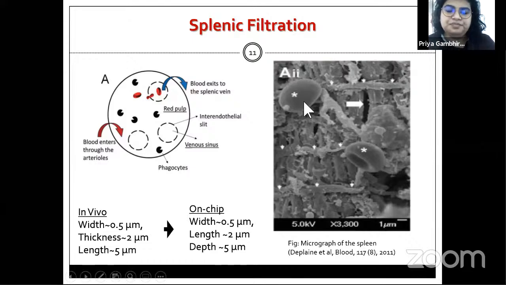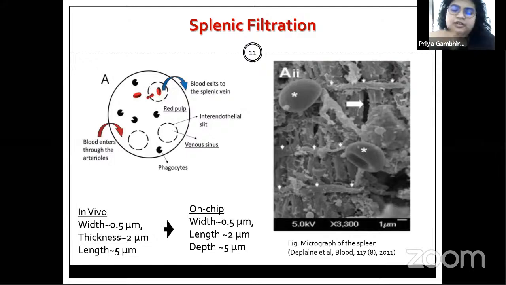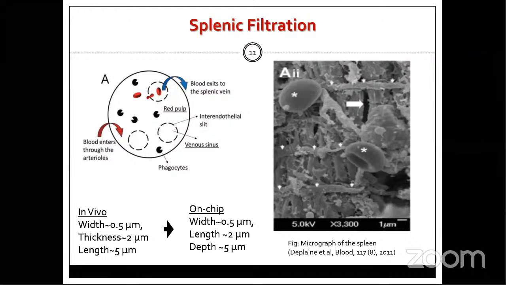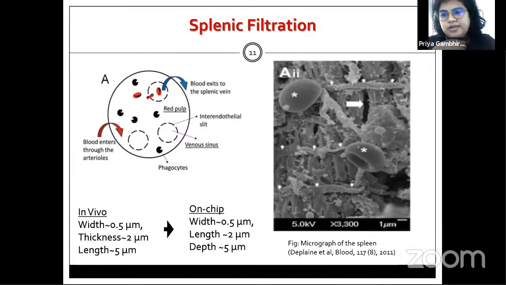So what is the spleen? Anybody? Do you know what the organ spleen is? One of the immune system organs. Yes. So the spleen is one of the organs of the lymphatic system. It takes part in immune function. It is also a very, very important organ to filter your red blood cells.